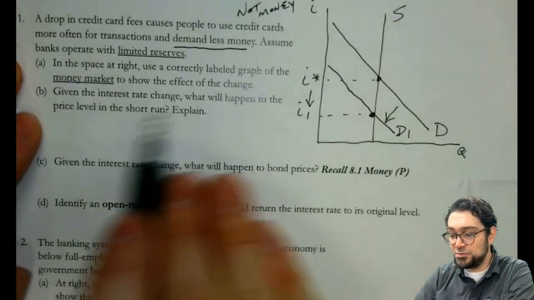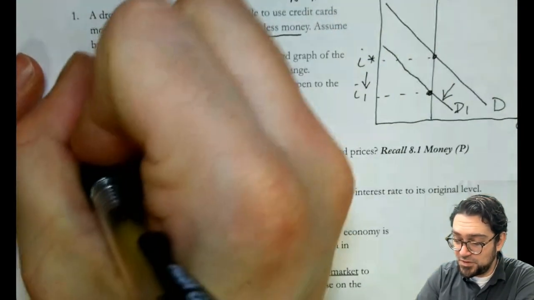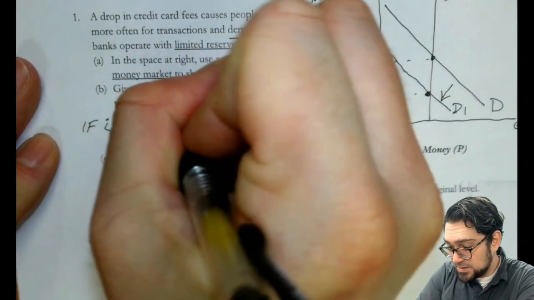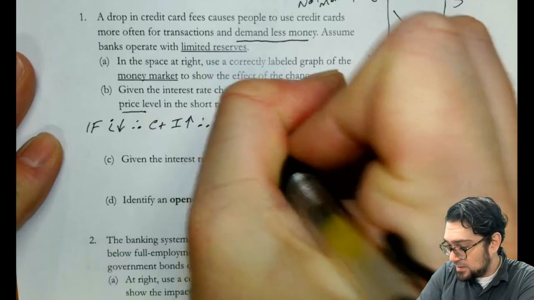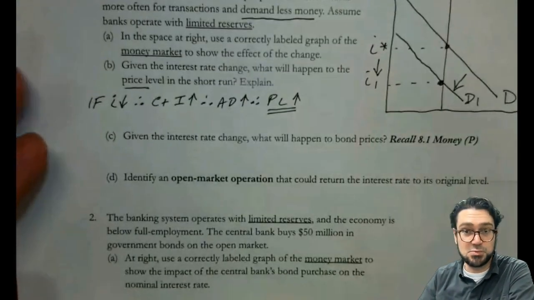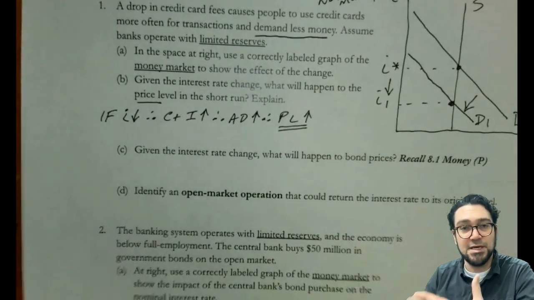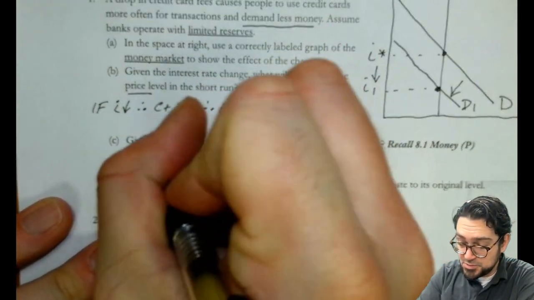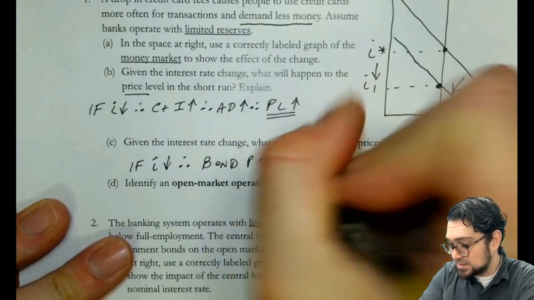It says, given the interest rate change, what will happen to the price level in the short run? So what's going to happen to inflation? If interest rates fall, we can say, therefore, consumption and investment will go up, and therefore aggregate demand would go up, and therefore price levels would go up. So that's our answer here: price levels would rise, because in the aggregate demand and aggregate supply model, you would have more aggregate demand because of that lower interest rate. Given the interest rate change, what will happen to bond prices? Well, we know that if interest rates go down, the inverse is true, so bond prices must go up.